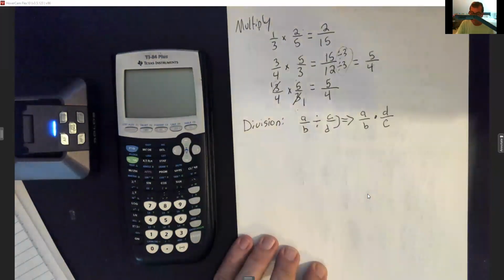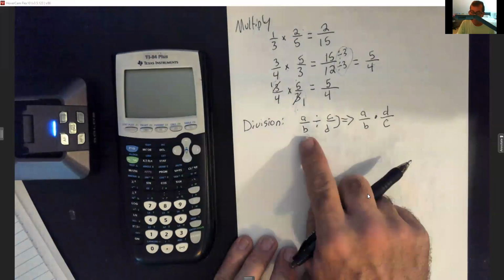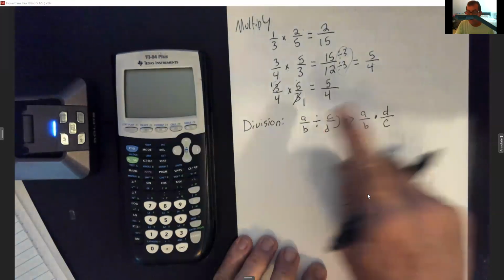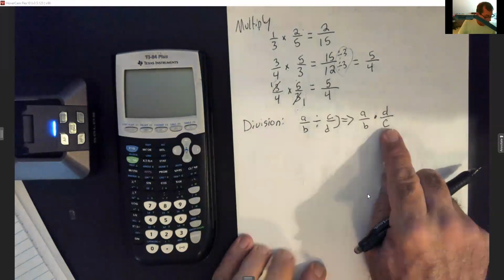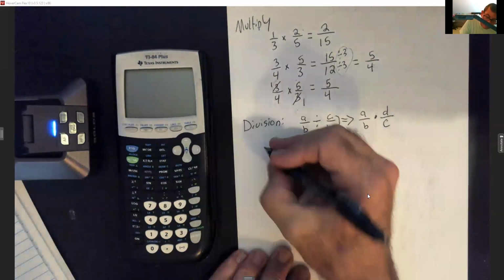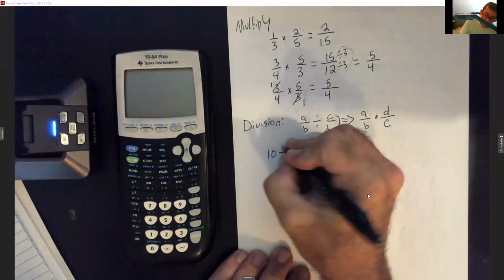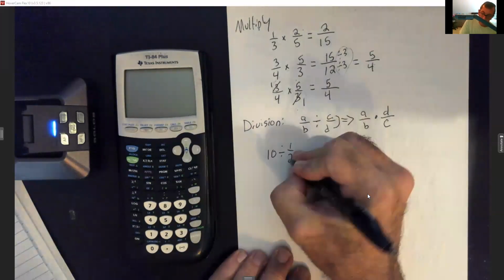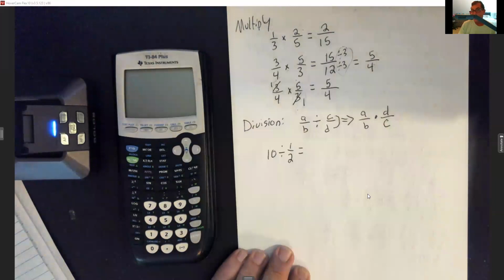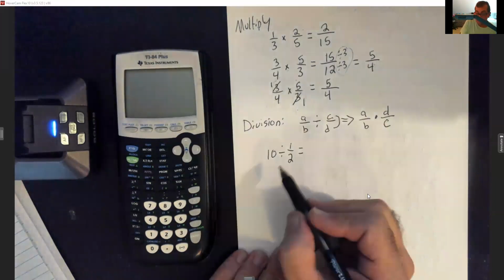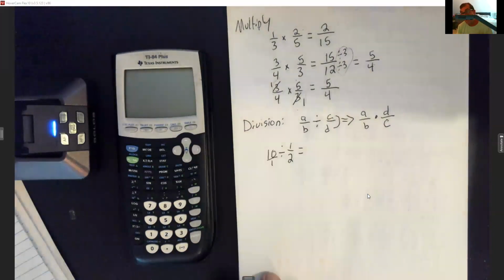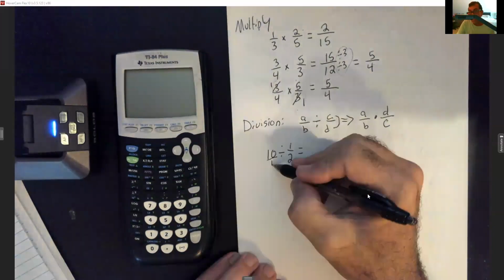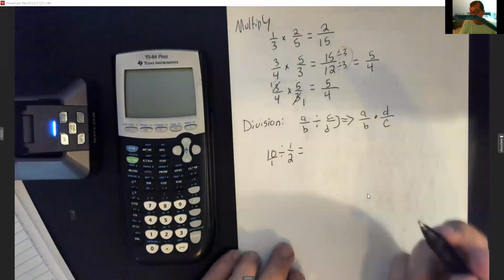So division, write the first fraction. Change from division to multiplication. Flip the second fraction. So here we go. I got a 10 divided by 1/2 equals. Now, I will say, since a 10 don't look like a fraction, if you really want the 10 to look like a fraction, put a 1 under it. 10 divided by 1 is 10, so you're not changing the value.